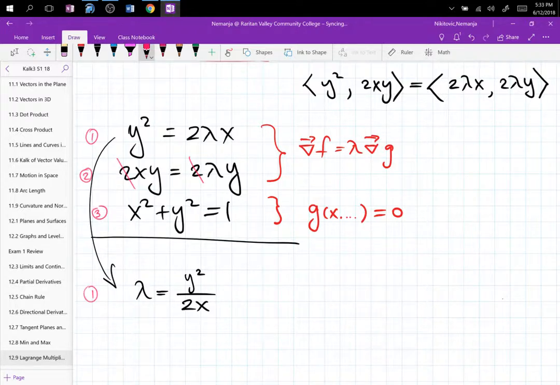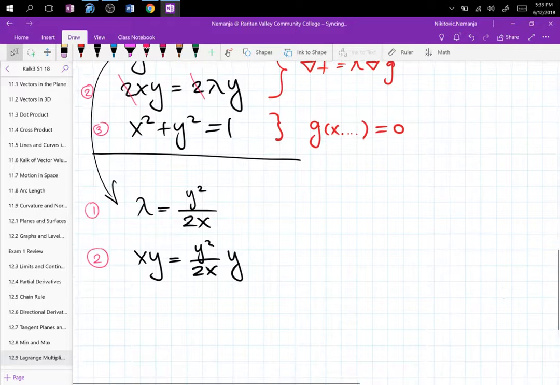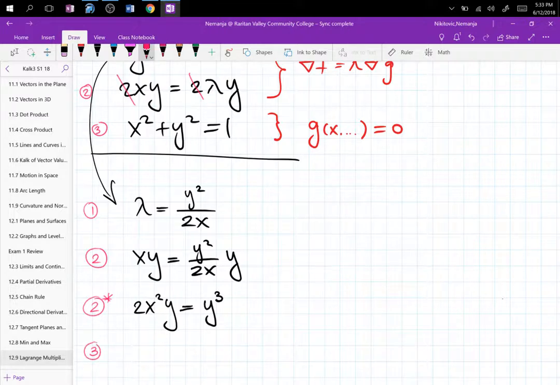So this was equation 1, and now I'm going to write equation 2, where I have xy is equal to lambda, which is y squared over 2x times y. And now observe that I'm going to multiply both sides by 2x. So I have 2x squared y is equal to y cubed. So now this is my new equation 2. I can label it 2 star, I guess. And then I still have my equation 3 as is.